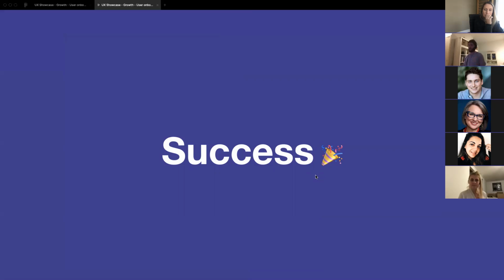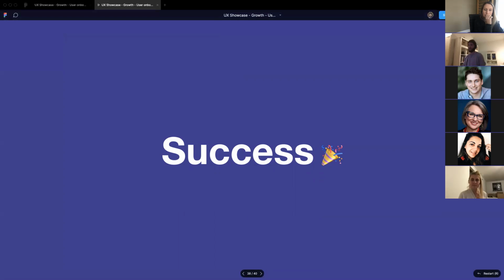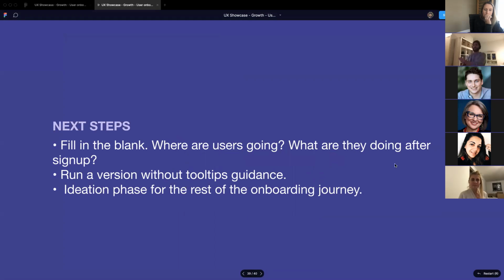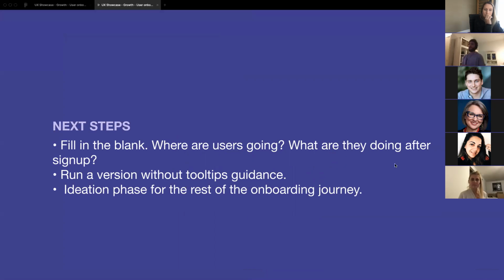And basically, oops, sorry, looks like something's not working. Our next steps. So we want to fill in the blanks because we still don't know this. Where are users going? What are they doing after sign up? That's a massive gap. And actually, that's really good that we were able to identify this through the A/B test. We want to run a version of this without the tooltip guidance, and again, see how this affects our metrics. And on a broader scale, the whole growth stage is brainstorming on what could be the rest of the onboarding journey.